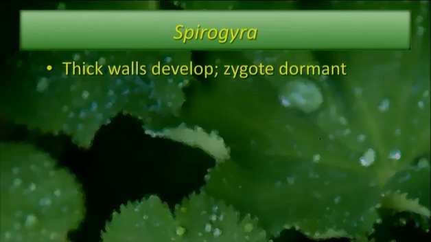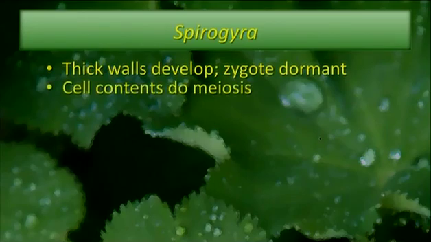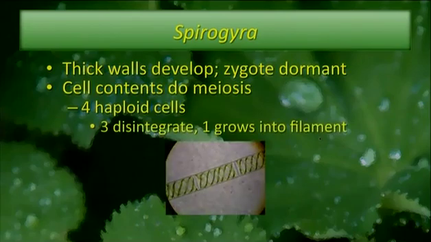The zygote can be dormant for a long time. Then the cell contents do meiosis, and you end up with 4 haploid cells. 3 of them disintegrate and 1 grows into a new filament. So here's Spirogyra, very beautiful.